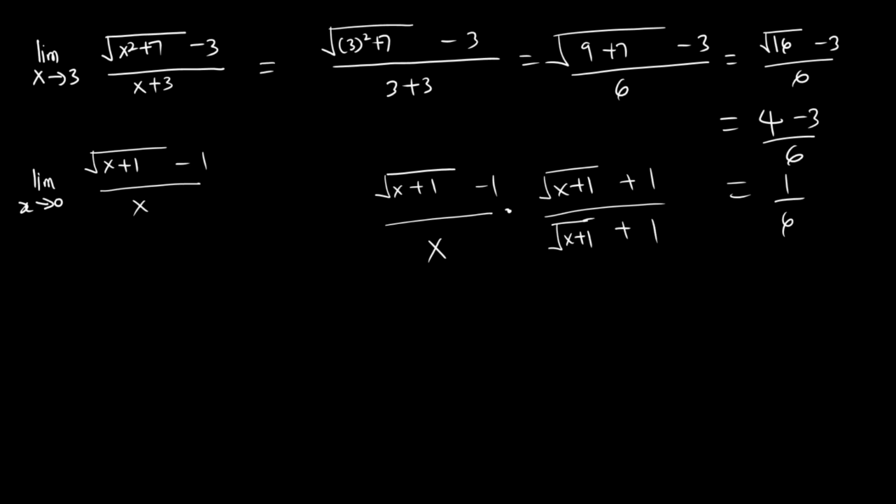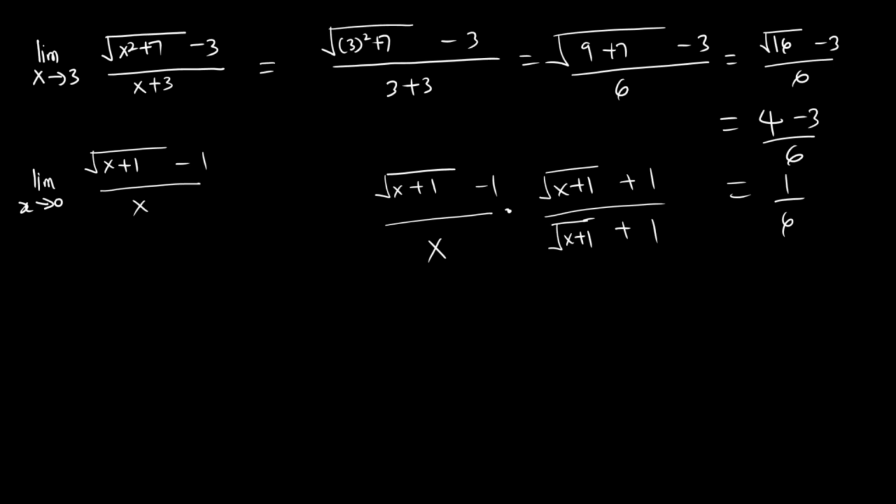So what I just did was multiply by the conjugate of what you have here. I just changed the sign which was in front of the 1 here. You see that over here the sign was negative and then I made it positive here. So that's how you write the conjugate of this square root of x plus 1 minus 1.